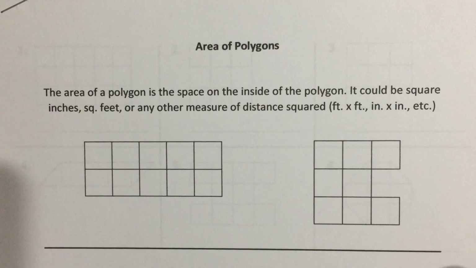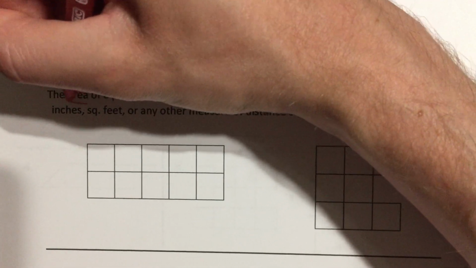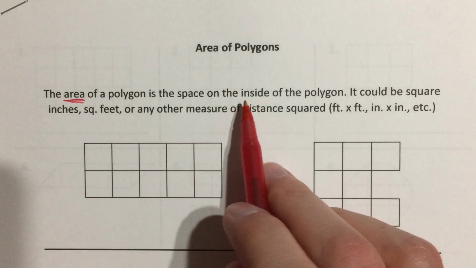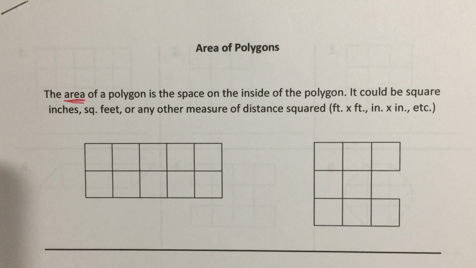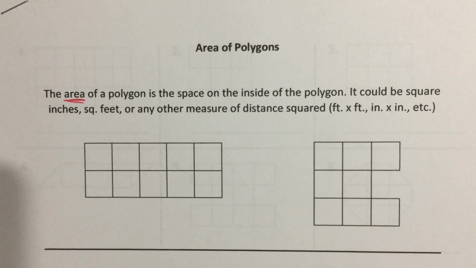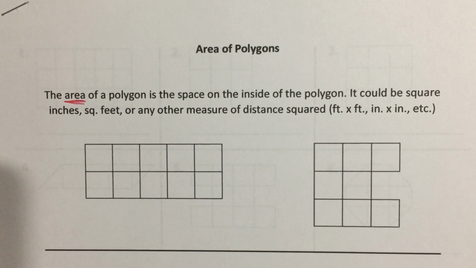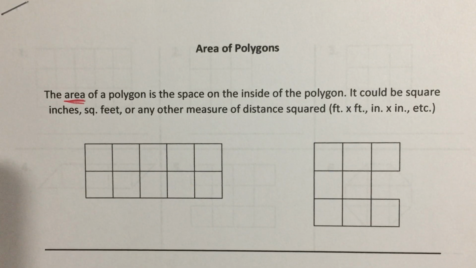Now, what is area? Area is the space on the inside of that polygon, inside of that shape. It doesn't necessarily just have to be polygons, it can be other shapes as well. It can be circles, ovals, rounded shapes. What we're mainly going to look at today are polygons. So, it can be square inches, square feet, or any other measure of distance squared. Okay, so feet times feet, inch times inch, etc.